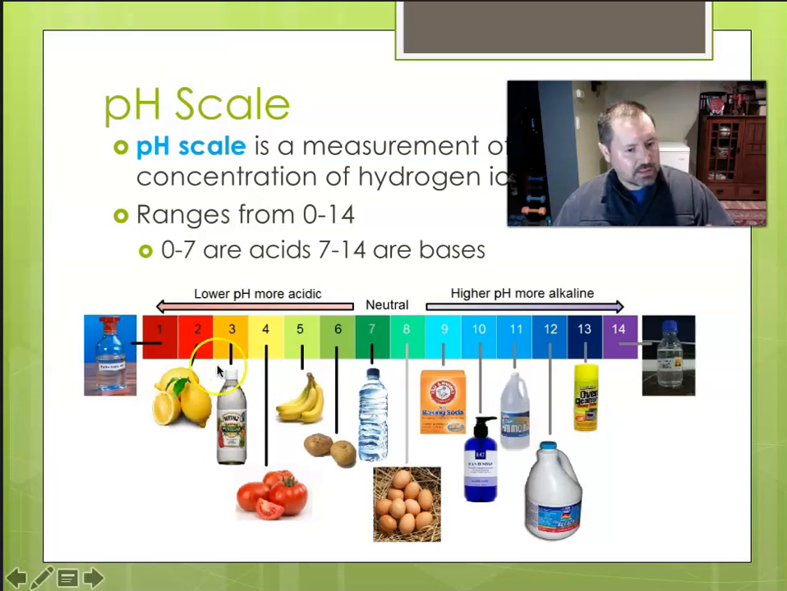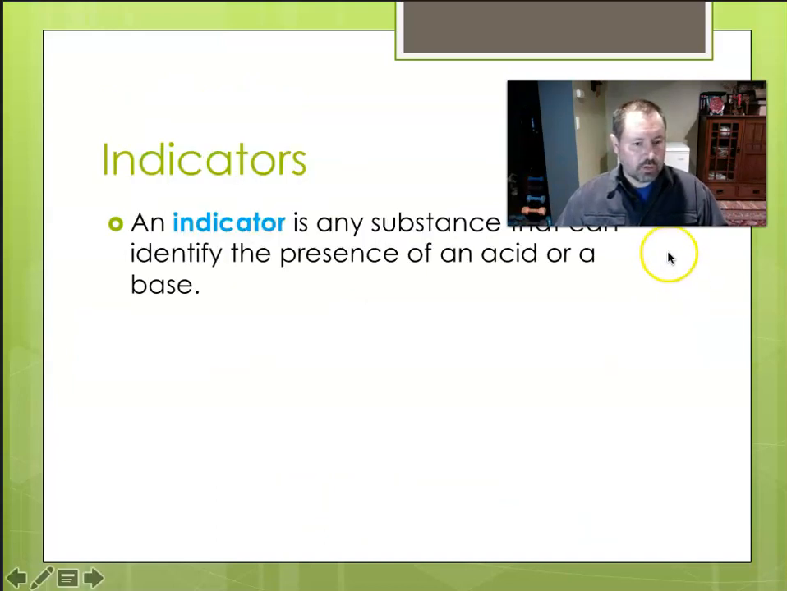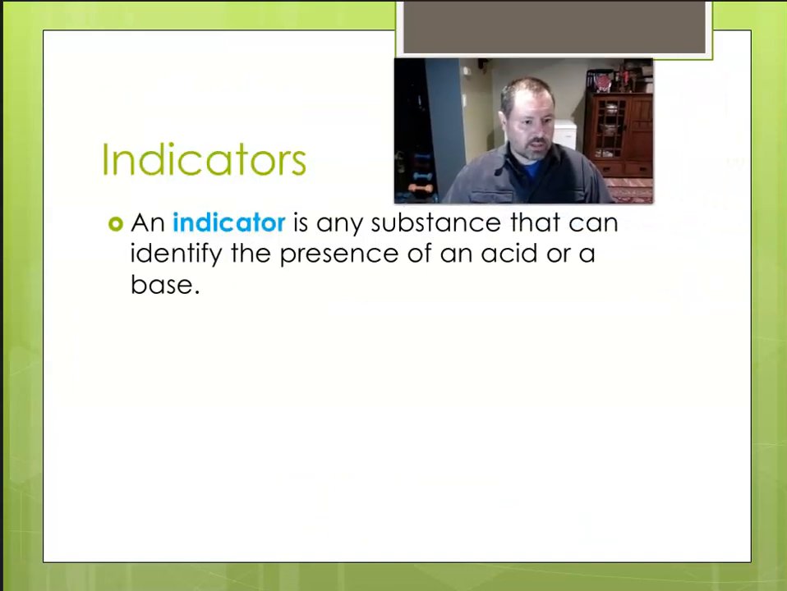And what that means is when we start at 7 and go to either side, it increases by a factor of 10. So when we go from 7 to 8, an 8 is 10 times more basic than a 7. And a 9 is 10 times more basic than an 8. And a 10 is 10 times more basic than a 9, but 100 times more basic than an 8. So this increases exponentially. It's a logarithmic scale when we're moving up and down the pH scale.